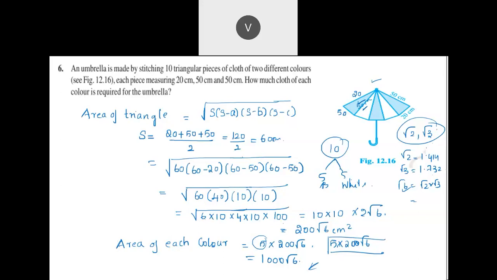Ma'am, if the triangular pieces are an odd number, how do we find how many colors are used? If the triangular pieces are an odd number, they won't give like that. If they give totally 9 triangular pieces, they will mention like 5 are blue and 4 are some other color, like that they will give. Okay, don't worry.